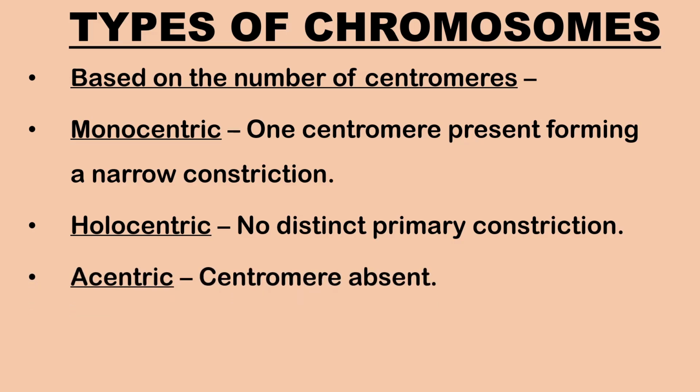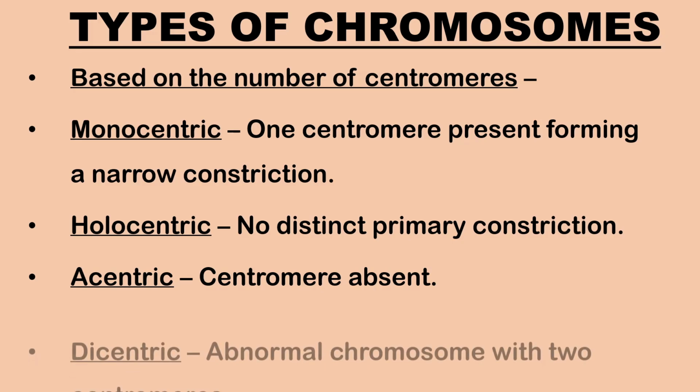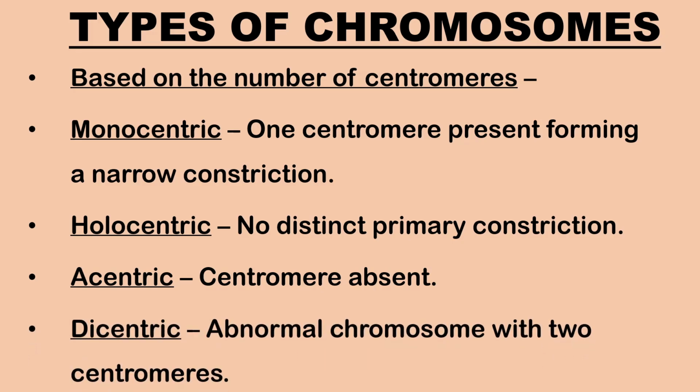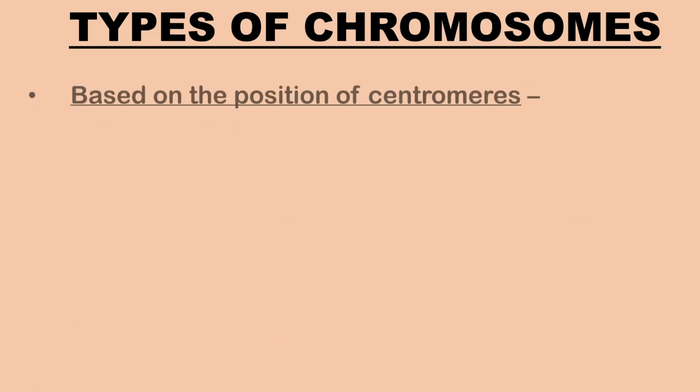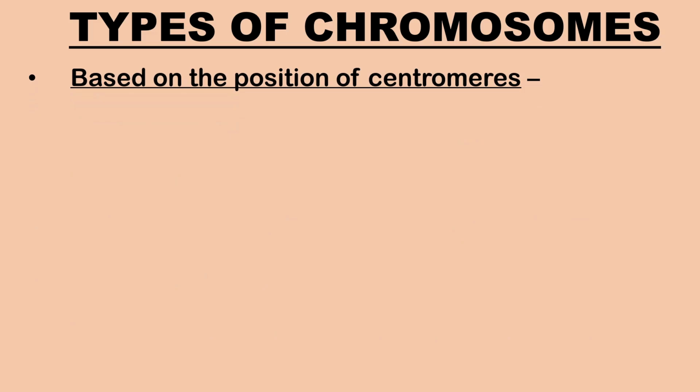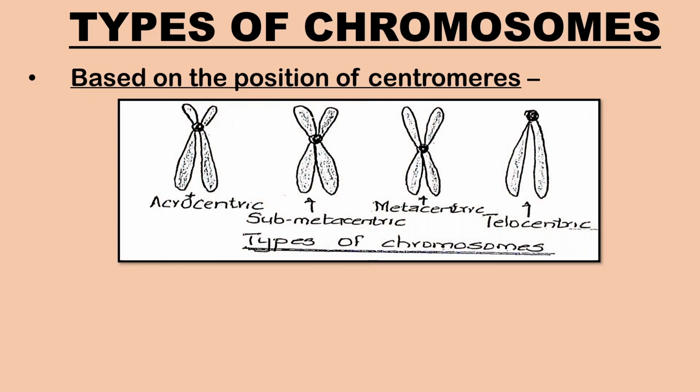Acentric chromosome is a fragment of a chromosome without a centromere. Dicentric chromosome is an abnormal chromosome having 2 centromeres. It can be a result of translocation or fusion of 2 chromosome segments, each with a centromere. Based on the position of the centromere, the chromosomes may be of the following types.